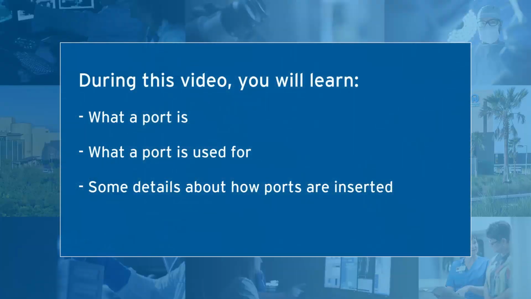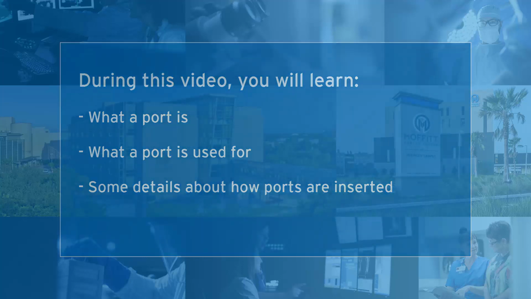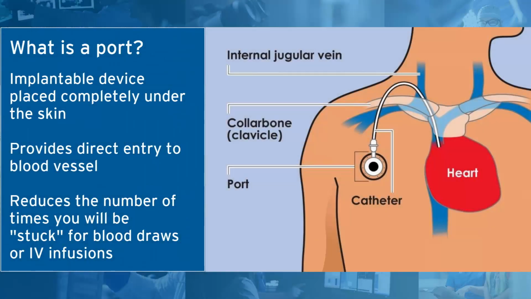During this video, you will learn what a port is, what a port is used for, and some details about how ports are inserted. What is a port? A port is an implantable device that is placed completely under the skin. It provides direct entry to a major blood vessel. Having a port can greatly reduce the number of times you will be stuck for blood draws or IV infusions.